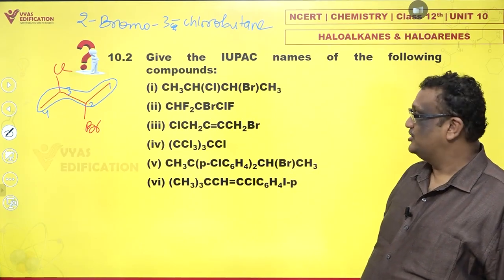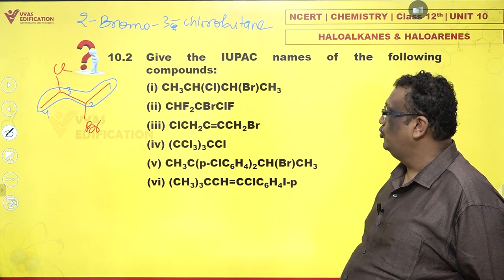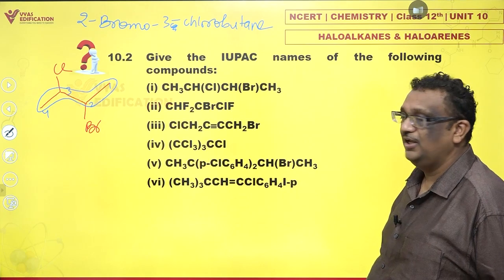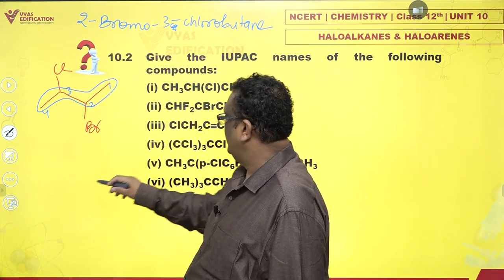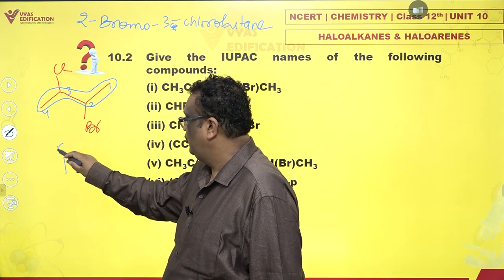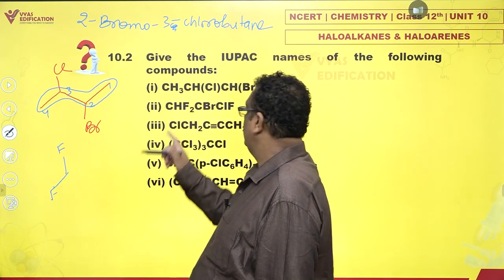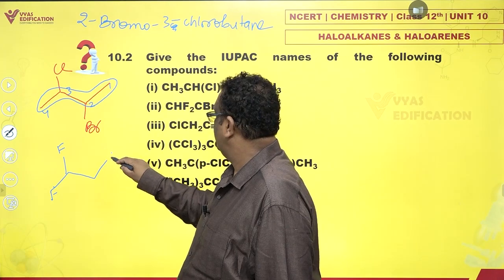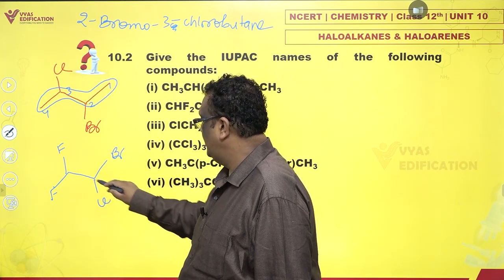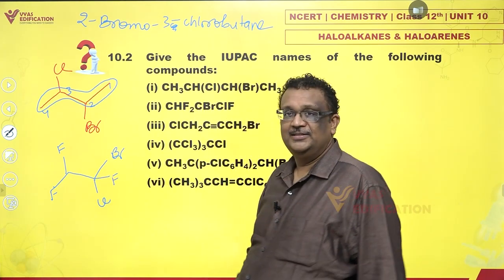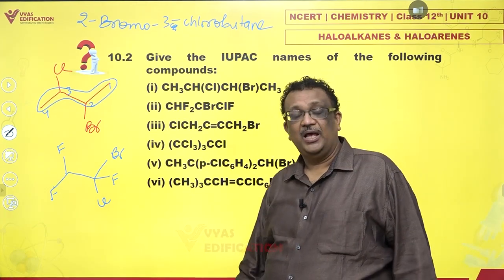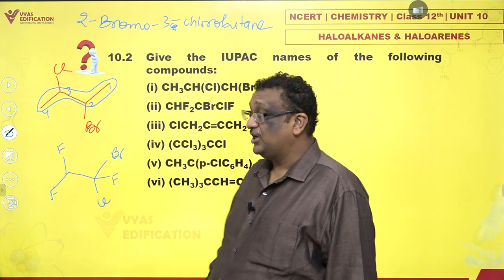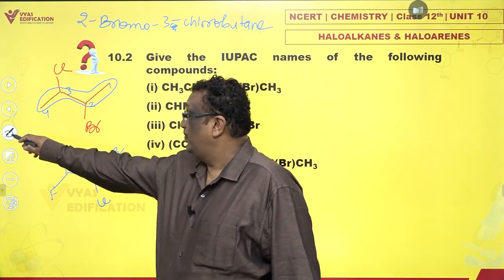The second one, let's take a look. This is CHF2CBrClF. Let's draw it once. What do we have? We have 2 carbons. We have CHF2, so we have 2 fluorines like this. And then we have C, which has Br, Cl, and F. So you have just started putting so many halogens here. Which carbon would be labeled as carbon number 1?